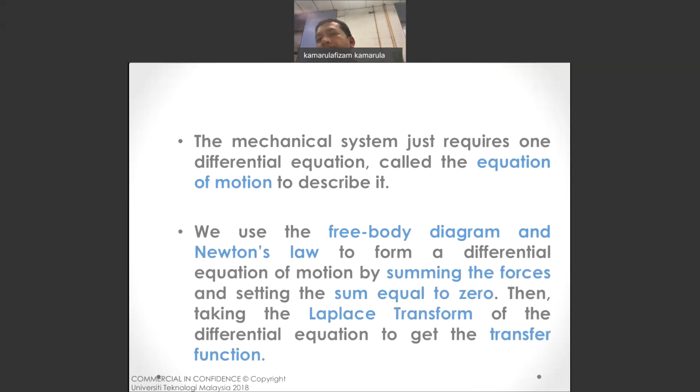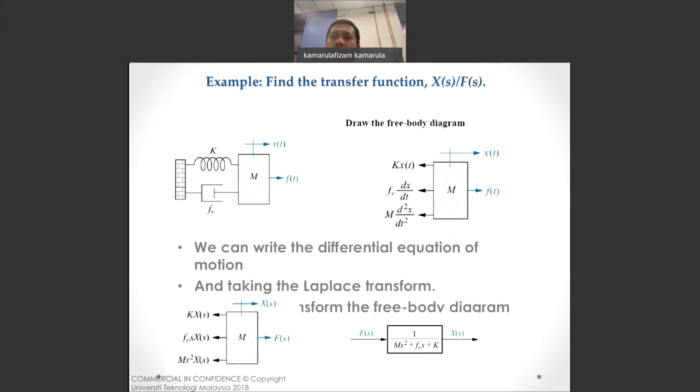So in the electrical system, we were working with Kirchhoff's current law or something. But in the mechanical system, basically, we require the one differential equation called the equation of motion, right? Because this translational, rotational, and many others, basically they are involving movement and motion. So to be able to do this, we have to know how to use the free body diagram and Newton's law to form the differential equation. Then from there, when we have the formula, we use the Laplace transform from the table to get the transfer function.